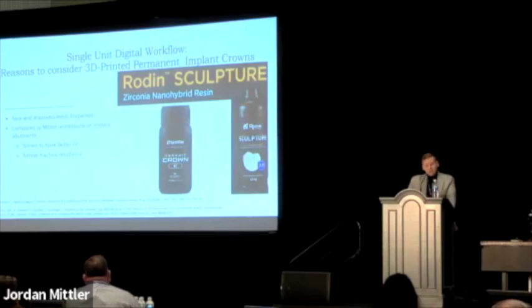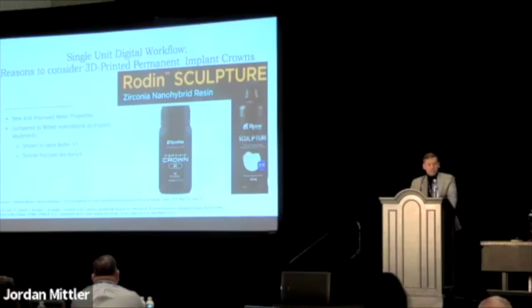I don't have time to get into every single resin. So these are 2 of my favorites for single unit restorations. These were both released within the last 6 months, maybe Ceramic Crown a little bit longer. So you have Sprint Ray Ceramic Crown, and you have Rodin Sculpture 2.0. This is a 60% zirconia nanohybrid resin. And some of their studies have shown that compared to the milled restorations, they're going to have better fit and similar flexural fracture resistance to E.max and some other milled materials.